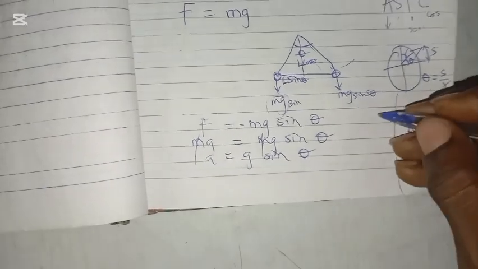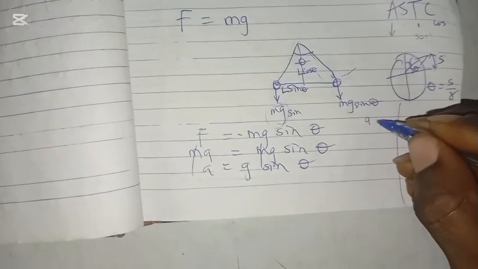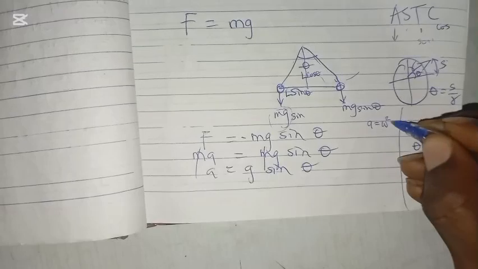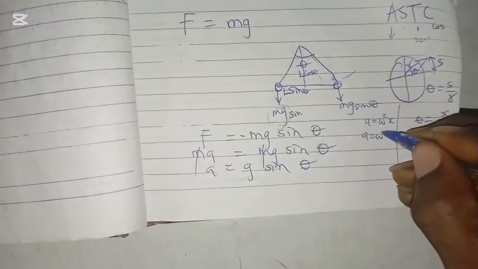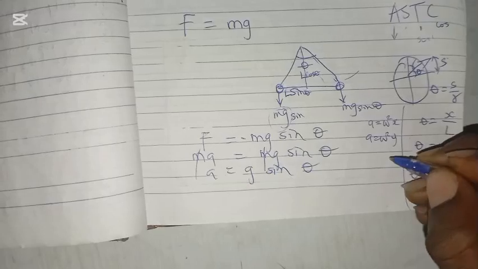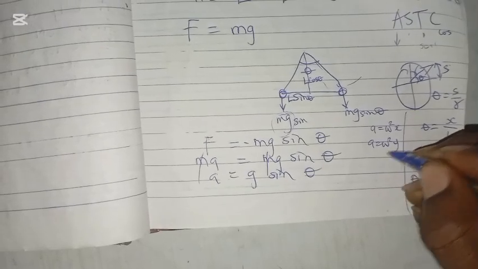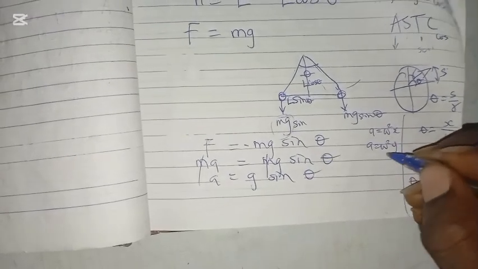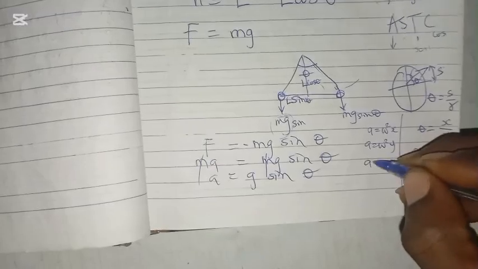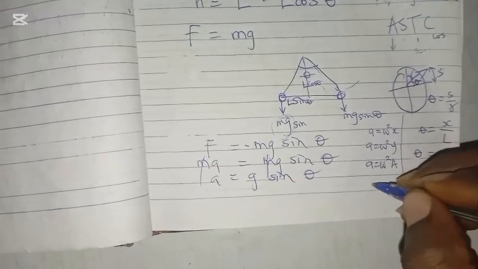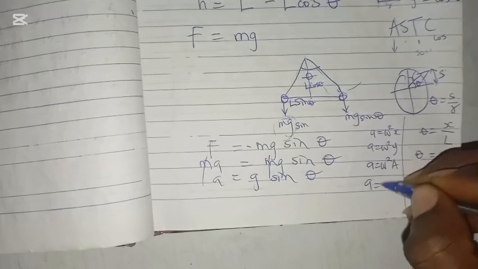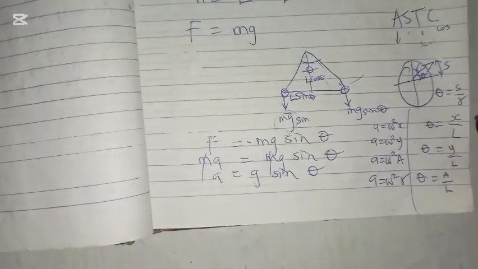That is the same way I said that acceleration is the same thing as w square x, if I'm considering the displacement on the x-axis. a equals w square y if I'm considering the acceleration or displacement on the y-axis. And if I'm considering maximum displacement, acceleration will be w square A. If I'm considering the radius, it will be equal to w square r.